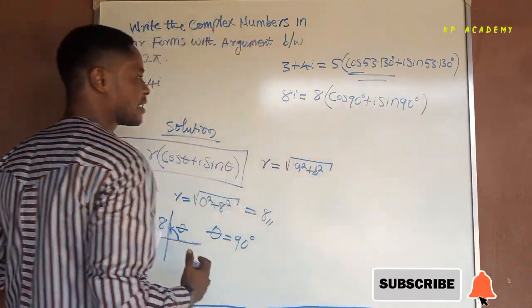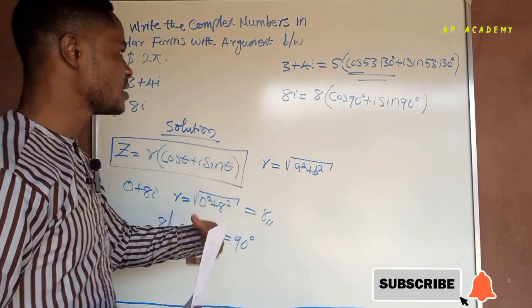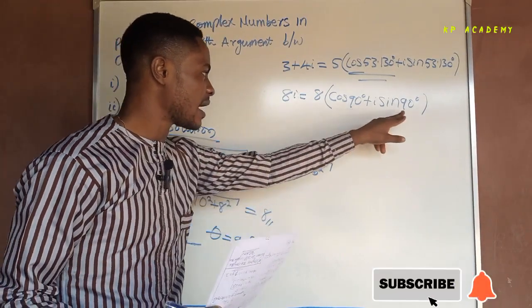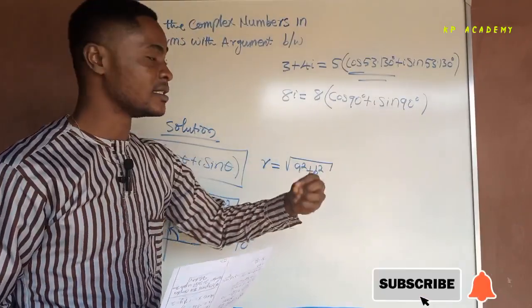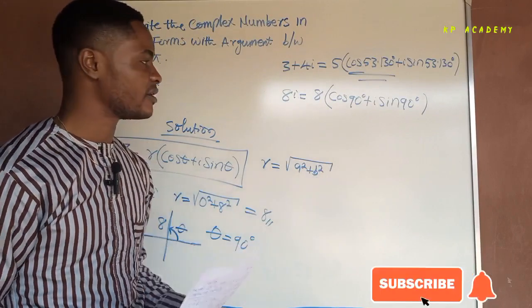All right. And now don't forget that you can still convert the angles from degrees to radians. It is still very, very possible.